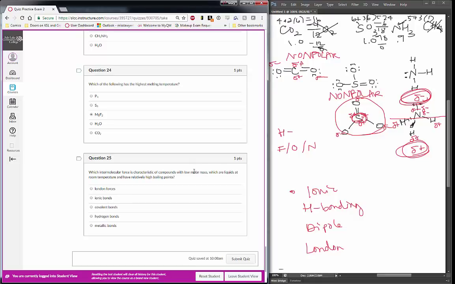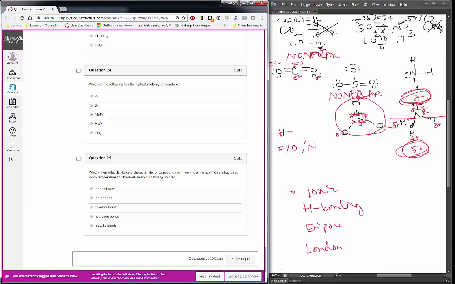So a good example of this is water, because water is a liquid at room temperature. It has a boiling point of 100 degrees Celsius, despite the fact that it has a really low molar mass, only 18 if you add up the mass of hydrogens and oxygen.